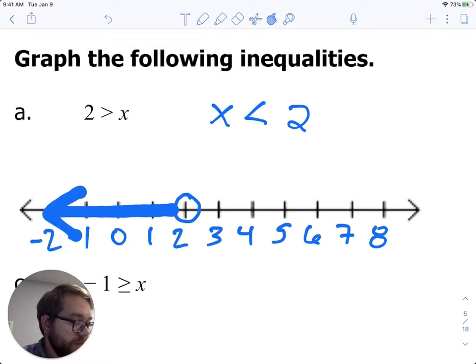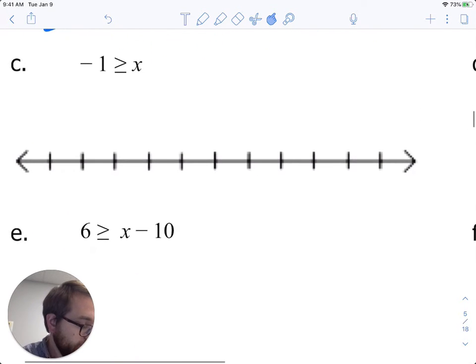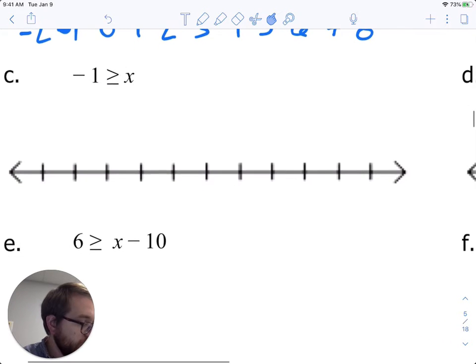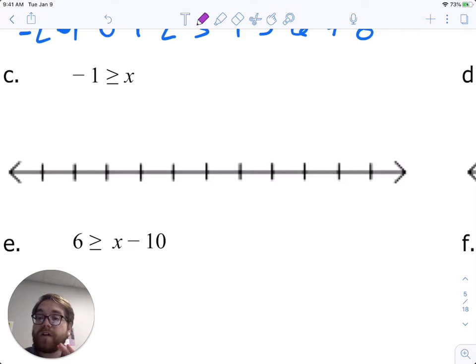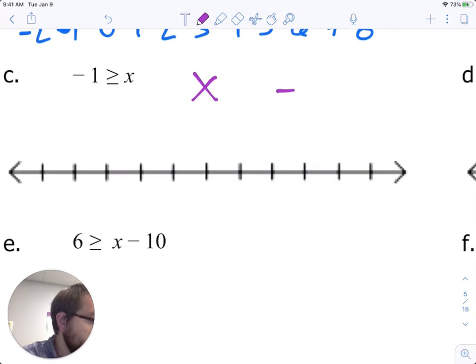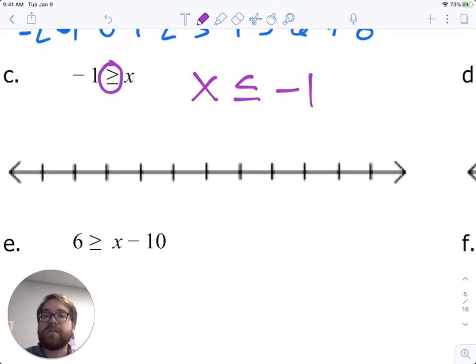Let's look at another example. Let's look at C. C says -1 is greater than x. If we want to understand that like we have normally, we can flip things around. So x over here, -1 over here, but we also have to flip the sign. Instead of it saying greater than or equal to, we'll do less than or equal to. So if we flip the variable and the number, we also have to flip the sign.